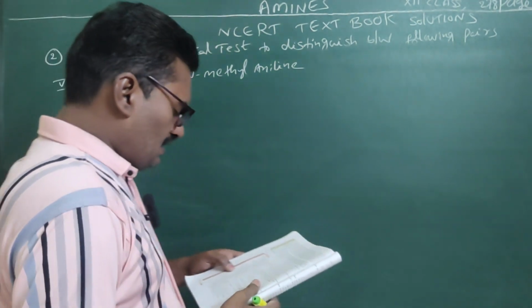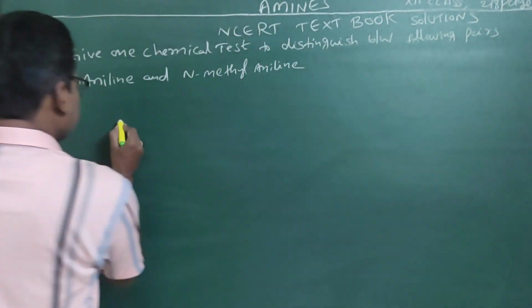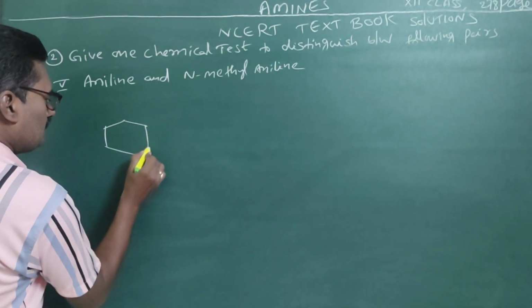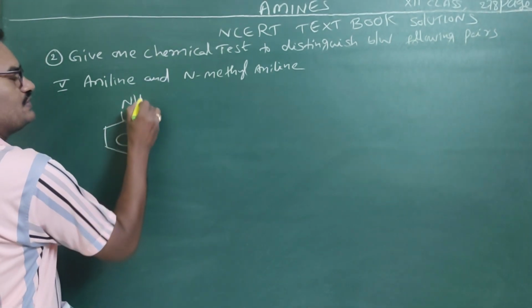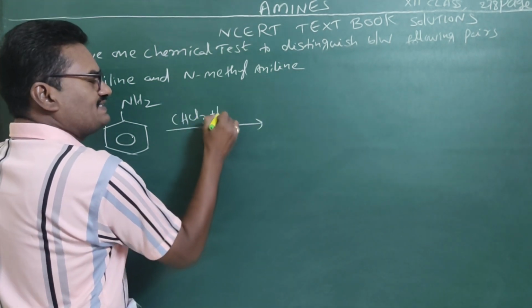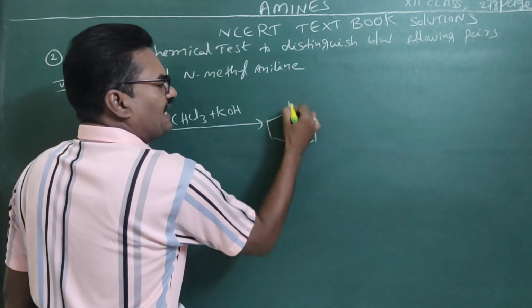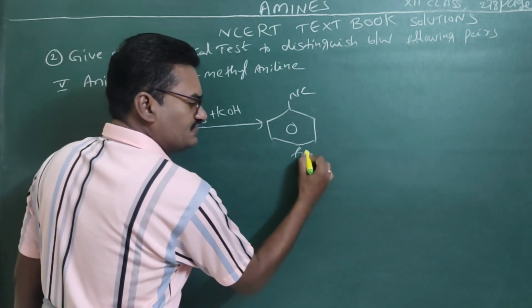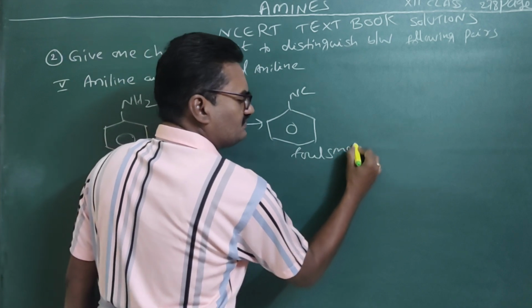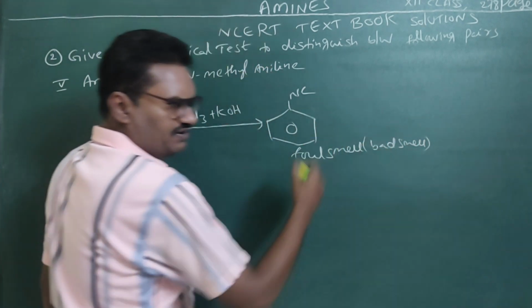Next one, aniline and N-methylaniline. Aniline is a benzene ring with NH2. By adding chloroform plus KOH, phenyl isocyanide is formed, which has a foul smell, a bad smell.